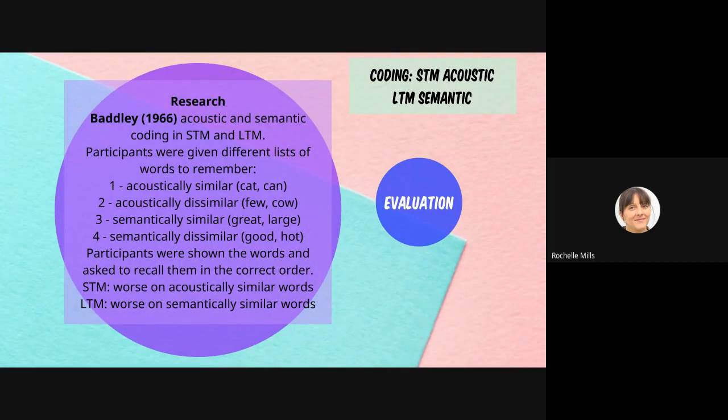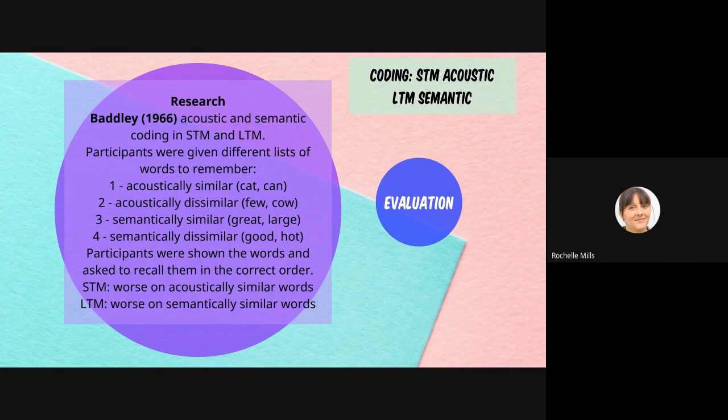So for coding, short-term memory information is coded acoustically, which is to do with sounds. Long-term memory information is coded semantically, which is to do with meaning. So Baddeley did a study in 1966 and looked at acoustic and semantic coding in short-term memory and long-term memory. Participants were given lists of words to remember. The first group had acoustically similar words, so words that sounded the same. Second group, acoustically dissimilar words, so words that sounded different. Third group, semantically similar words, words that had the same or similar meaning. And fourth group, semantically dissimilar words, so words that had a different meaning.